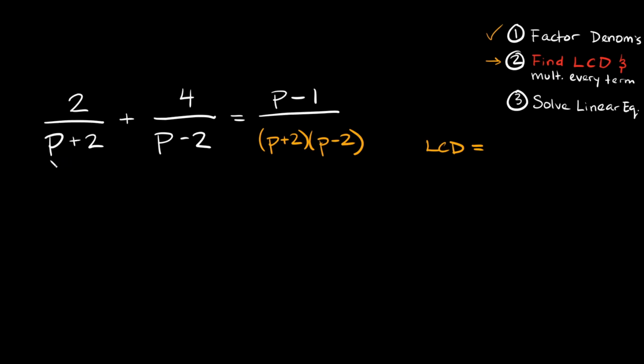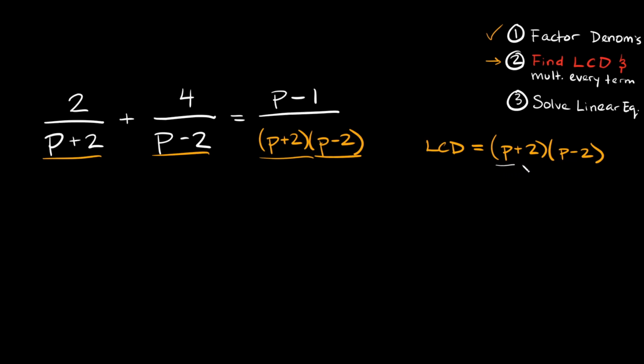So for example, we have a p plus 2 here and a p plus 2 here, okay? But I'm only gonna write it once. I don't have to write it down a bunch of times. Just write it down once. And then what else do we have? We also have this p minus 2 here and a p minus 2 here. So again, I have more than one, but I'm only gonna write it down once, okay? So then the LCD would just be p plus 2 times p minus 2, okay?